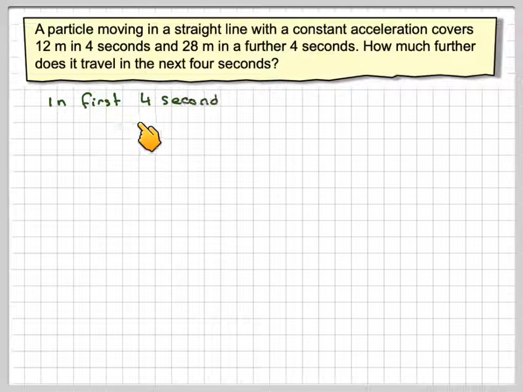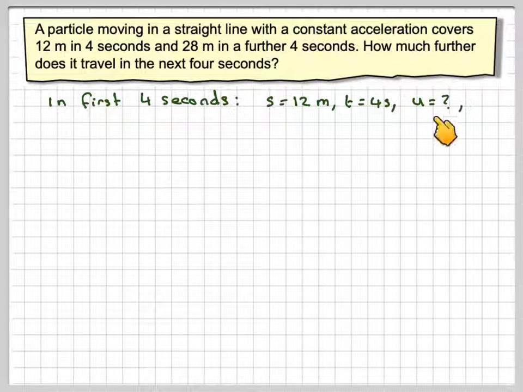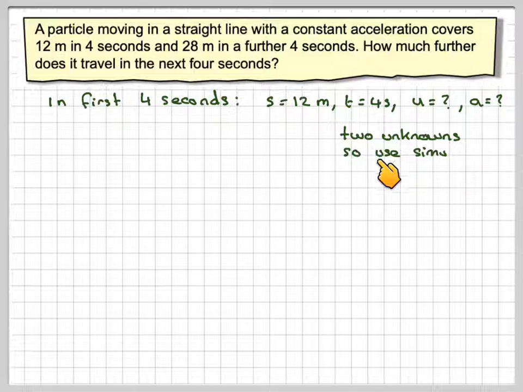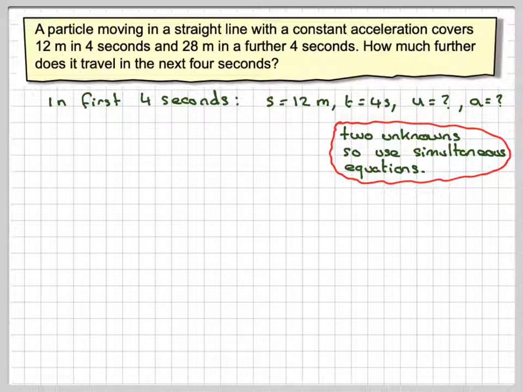Okay, so in the first 4 seconds, we know that s is equal to 12. The displacement is 12 and t is 4. But we don't know u, the initial velocity, or the value of the constant acceleration. Because we've got two unknowns, it seems to suggest that we will need to use simultaneous equations. We will need to have two equations.